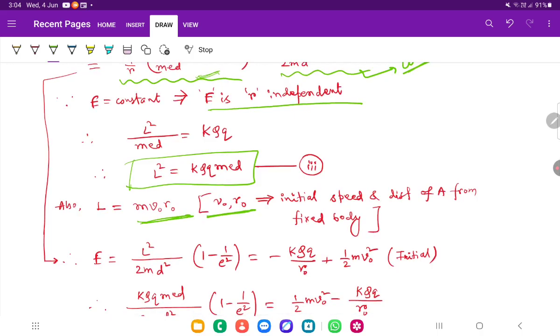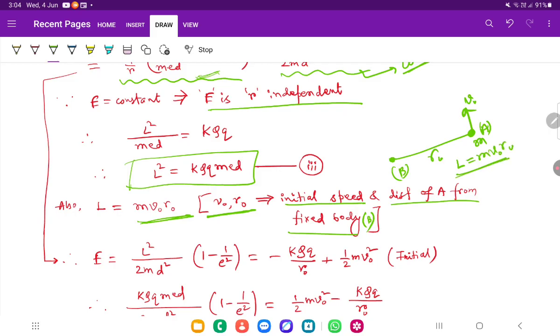V naught and r naught are the initial speed and distance of A from the fixed body, that is basically B. Okay, because from the fixed point we have perpendicularly given the impulse. Let's say this one is the m, this is A, and this is B. This one is having velocity v naught and this distance is r naught. So L must be m v naught r naught.